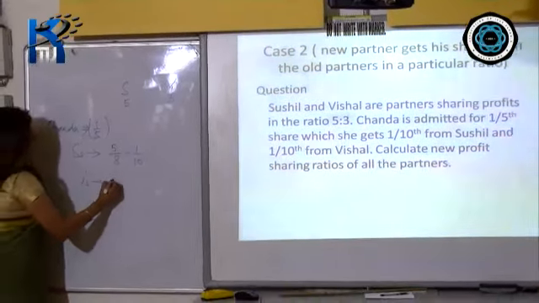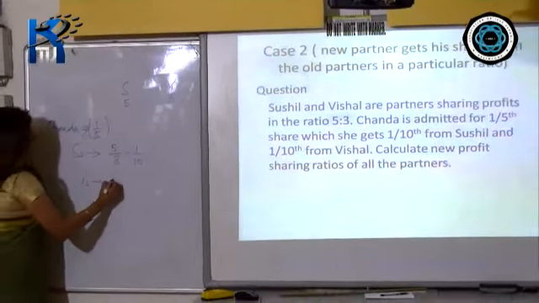Because it is straight away given that Chanda gets 1/10 from Sushil, so 1/10 will be deducted from Sushil's old share to make Sushil's new share come up, and Vishal gives 1/10 from his share, that is 3 by 8 minus 1 by 10, because 3 by 8 was the old share of Vishal. 3 by 8 minus 1 by 10 makes it 11 by 40, and Chanda will get 1/10 from Sushil, 1/10 from Vishal. That means it comes out to be 2 by 10.